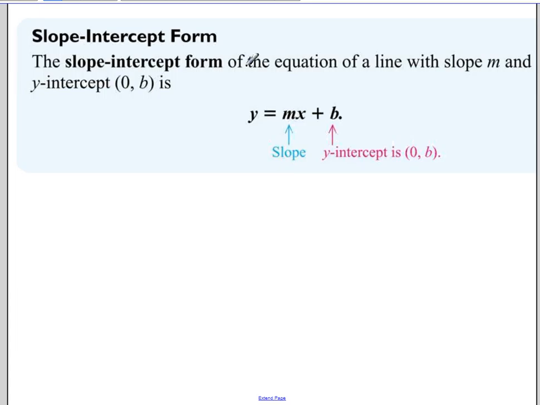The slope-intercept form of the equation of a line with slope m and y-intercept of (0, b) is written as y equals mx plus b. The coefficient of the x term is your slope, and the constant term on the right, after you solve for y, that's going to be your y-intercept.